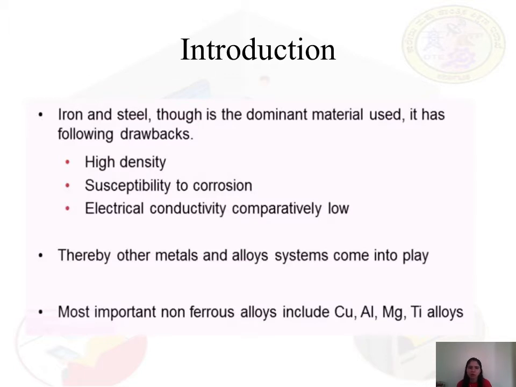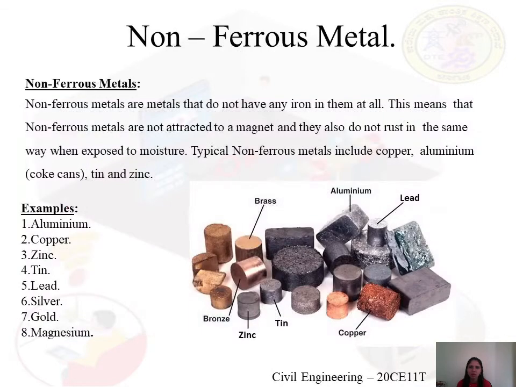The most important non-ferrous metals that exist and are readily available are copper, one of the most important metals in addition to iron. Then we have aluminum, magnesium, titanium, zinc, and some others. These are some of the most important non-ferrous alloys. I will discuss them one by one. To begin, let us start with the definition of non-ferrous metals. Non-ferrous metals are those which do not have iron as their main constituent. The examples I mentioned: copper, aluminum, zinc, tin, and so on.